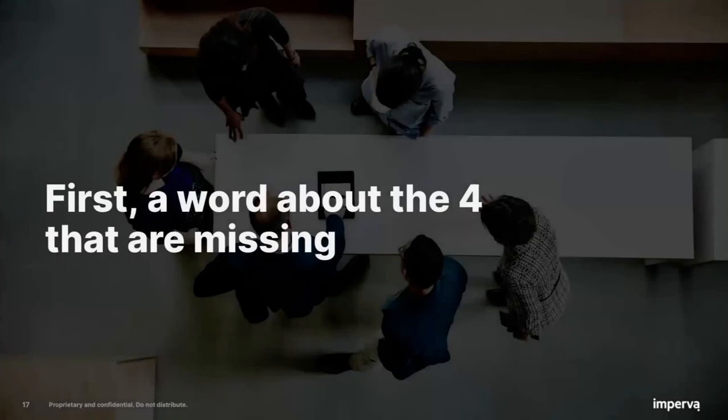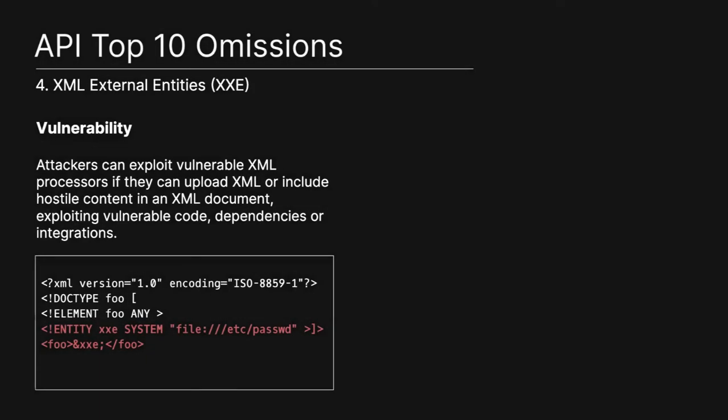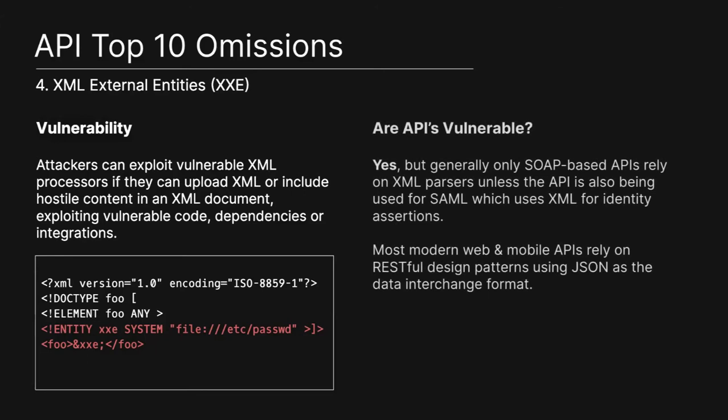So first, from the four that are missing, let's just blow through these real quick because everyone mostly knows these. As we look at XML external entities, the big question is, it's not on the API Top 10. Are APIs vulnerable to this? Yeah, they are, but generally only SOAP-based APIs. Most modern REST-based APIs and GraphQL APIs don't use XML parsers, so this isn't something that really comes up. So it made sense for this one to be dropped from a top 10 perspective.